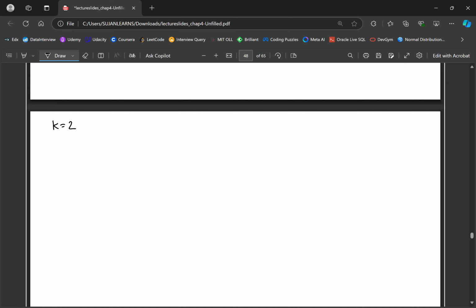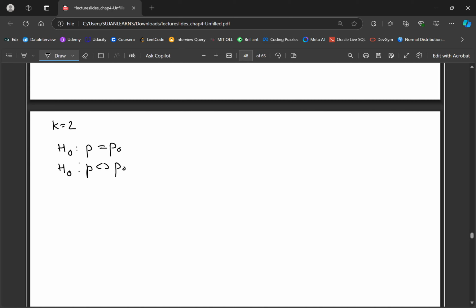Now what we are testing for this one is whether p is equal to p naught. That's what we are testing, where the parameter p is equal to p naught. That's the null hypothesis, and the alternate is that p is not equal to p naught.